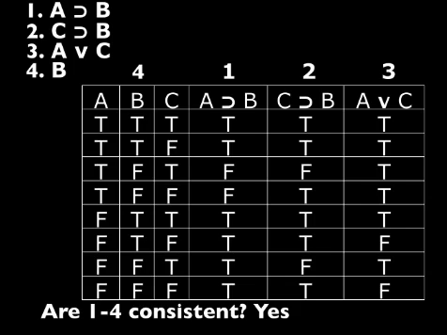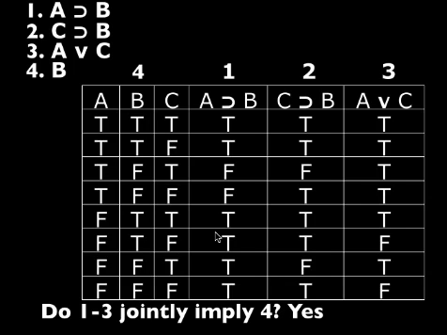Okay, let's do some implication questions. Do 1 through 3 jointly imply 4? So I'm going to look for any row where all of these are true, but that's false on the same row. Is there any row like that, a counterexample row? Nope, no counterexample row. So the implication does hold. 1 through 3, or 1, 2, and 3, do jointly imply 4.